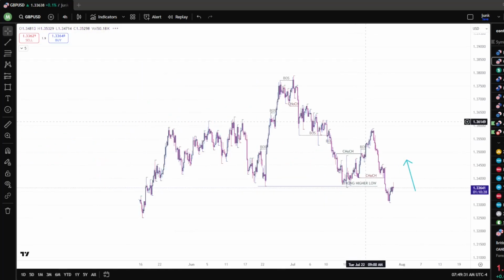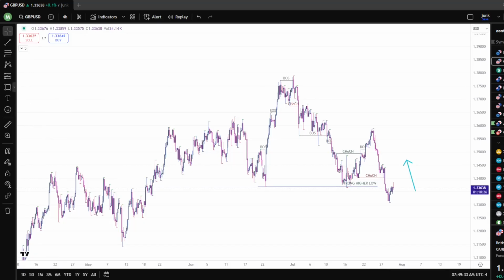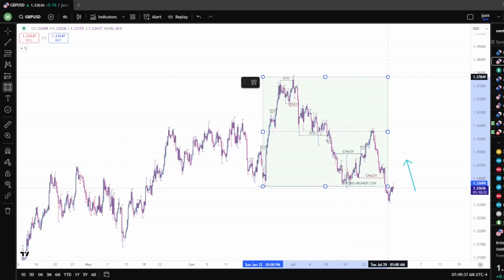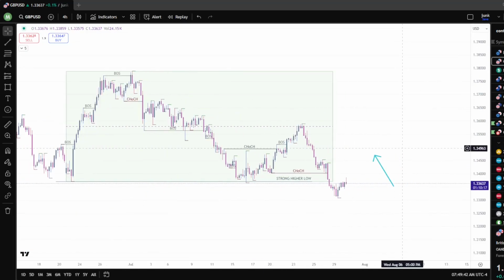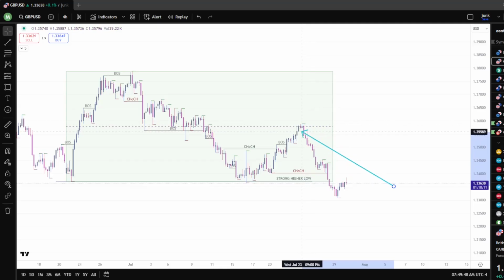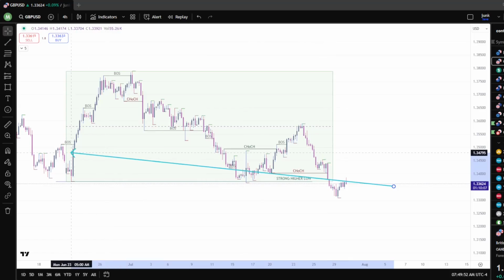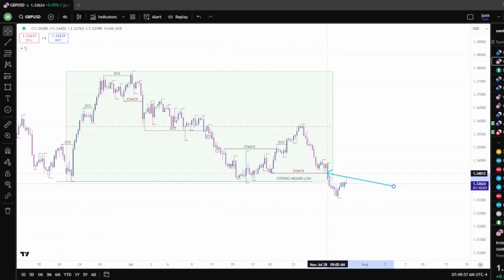GBP USD. Let's map out the current range. This is the range we've been dealing with. I was saying yesterday, waiting to see a strong closure under the strong higher low, which did happen. Of course, prices were traced back into premium, then sellers stepped back in, broke structure to the downside, broke through all the areas of demand and consolidation areas within that range.